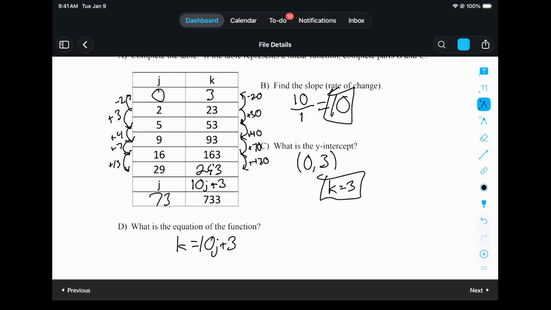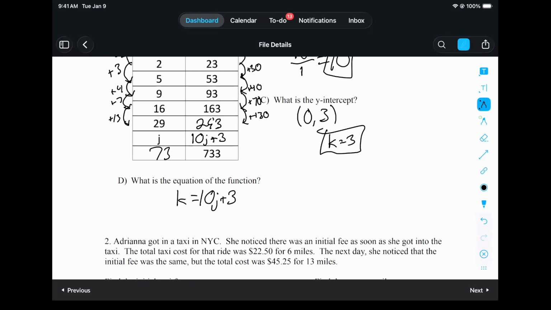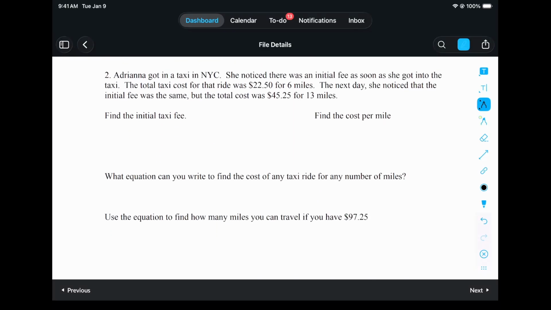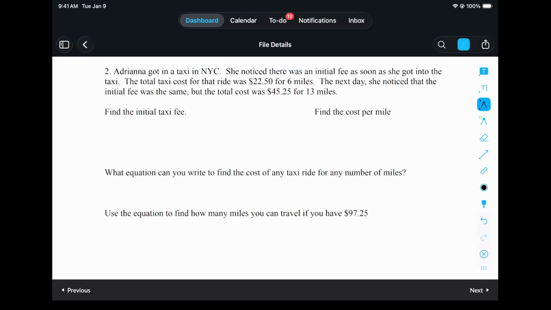Definitely could have done that one a lot faster, a lot more concise, but we're rolling. We're going. Problem number 2.